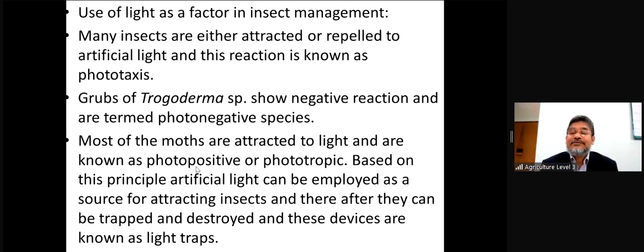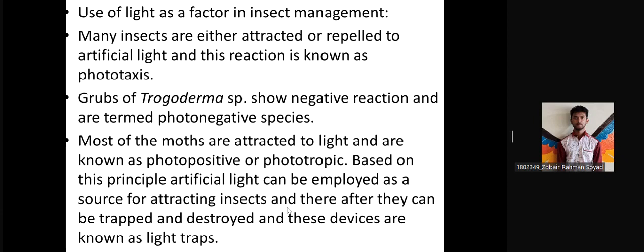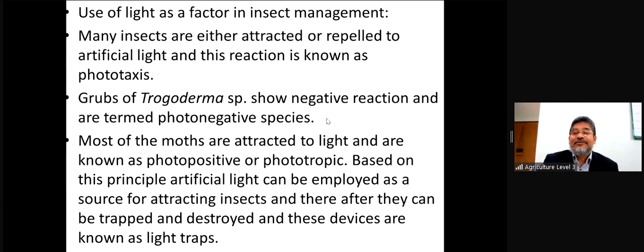Based on this principle, photopositive and photonegative, we can use it for managing our pests. I told you the green leaf hoppers, many of the insects, we can attract and kill them. We can trap them. We can destroy them by using a trap. It is called a light trap. So light is used and there will be a trap with the light. Insects will be attracted to the light. Which insects will come to the light? Photopositive insects.